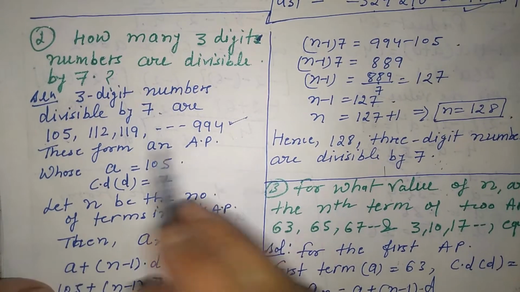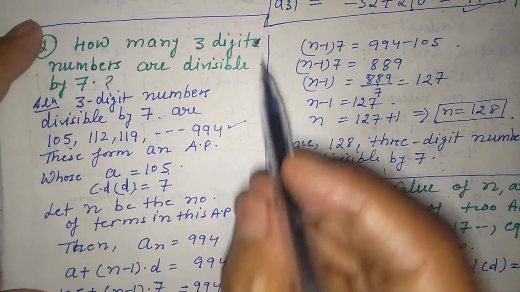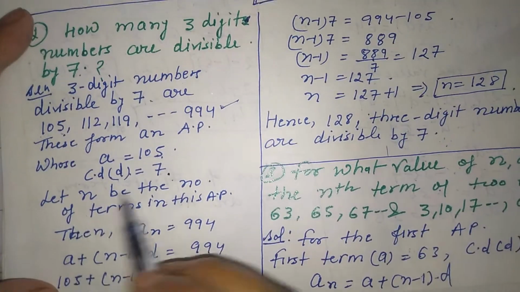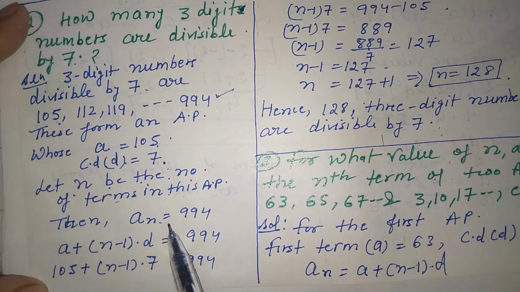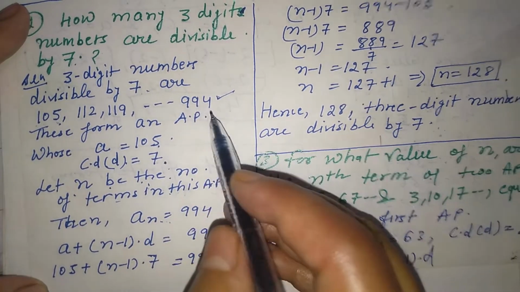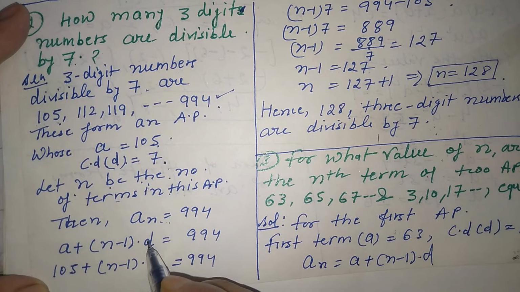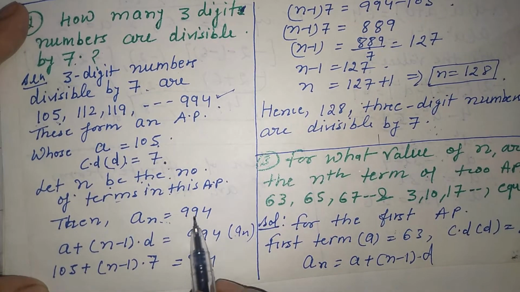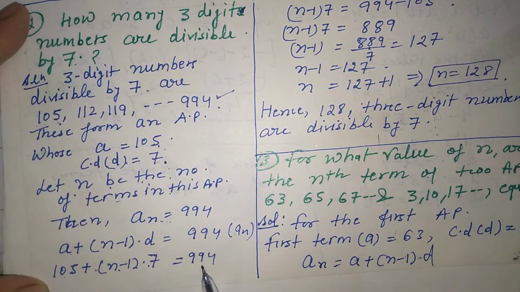These form an AP whose first term is 105 and the common difference, because these are divisible by 7, is equal to 7. And let n be the number of terms in this AP. Then an, or we can say the last term, is equal to 994. We know the formula, same: a plus n minus 1 into d is equal to an. This is our an. We have put here the value 994. So a is 105 plus n minus 1, d is 7, equal to 994.